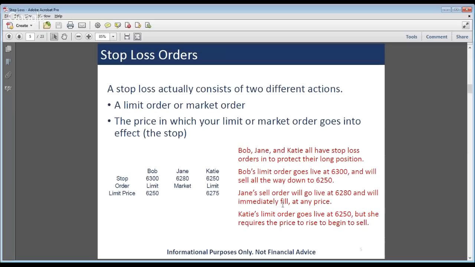But what about the different types of orders? So you have a limit or market order.